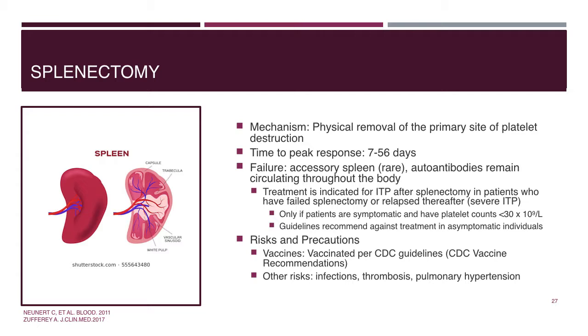Splenectomy is very effective. However, studies have shown significant risks and caution should be used if it is done. Risks such as infection, thrombosis, as well as pulmonary hypertension are common in this setting. Hence, looking for non-surgical options is really vital for this disease state.